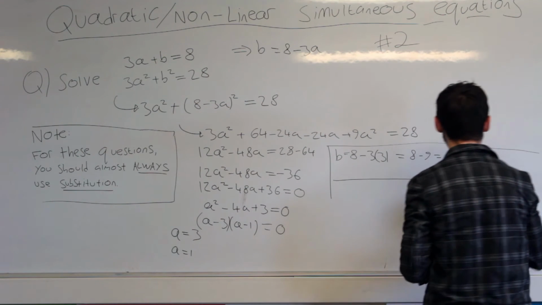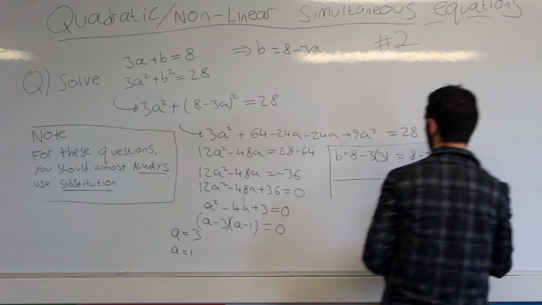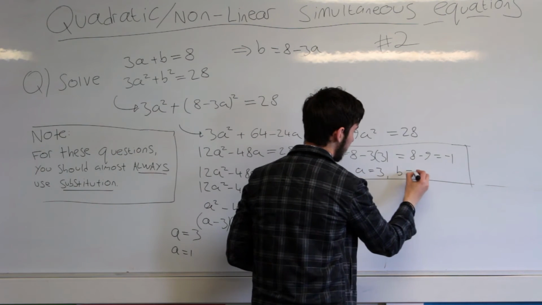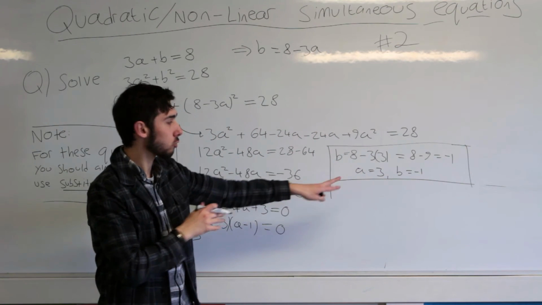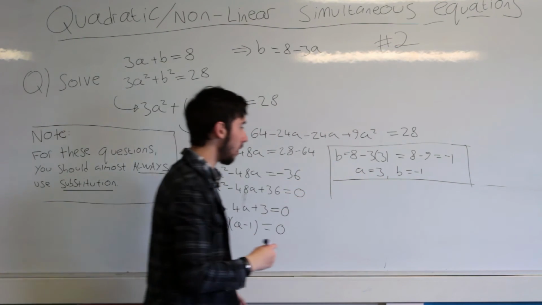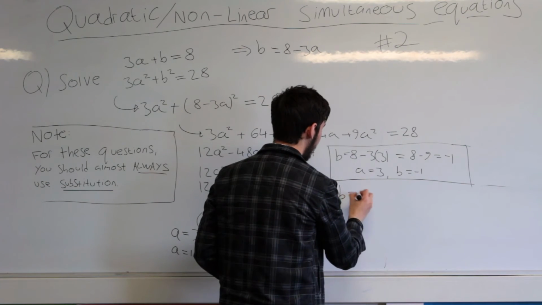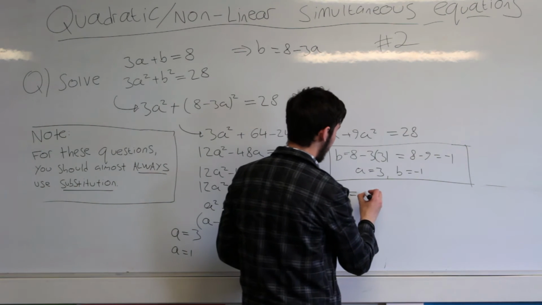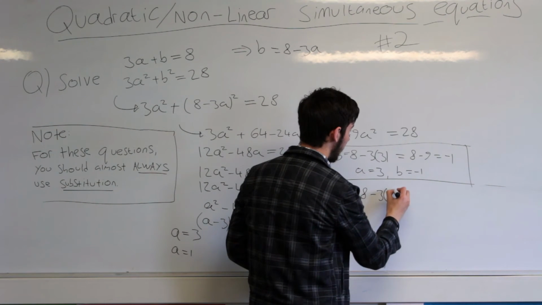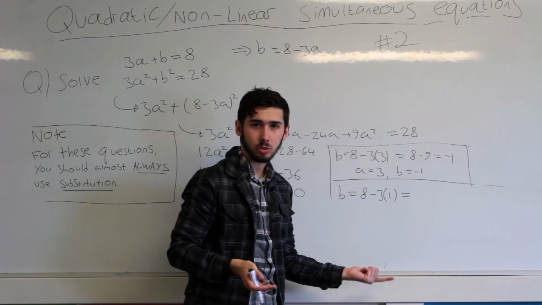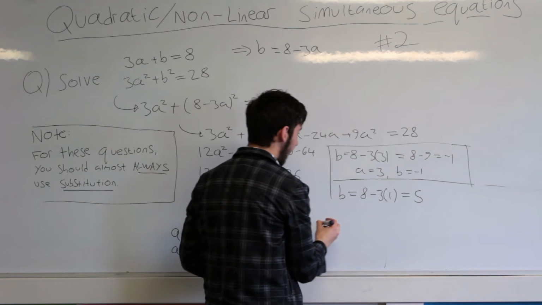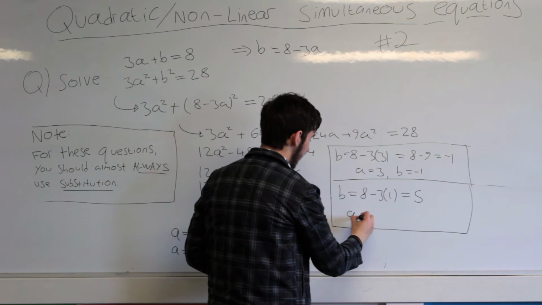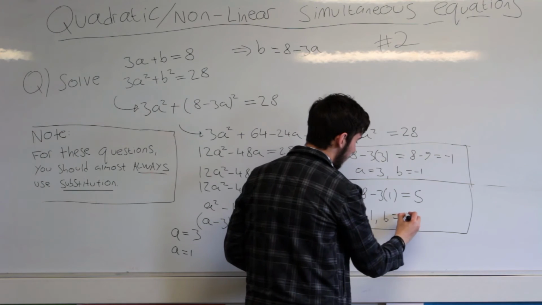I'm going to put it here. a is 3, b is minus 1. That is a pair. You must write them together in your answer. That's a pair of answers, okay? Now we're going to evaluate when a is 1, because remember there are two a values. One of them is 1. So we're going to have 8 minus 3 times 1, which is 8 minus 3, which is 5, okay? And then that means that here's another one of our answers, a is 1, b is 5.